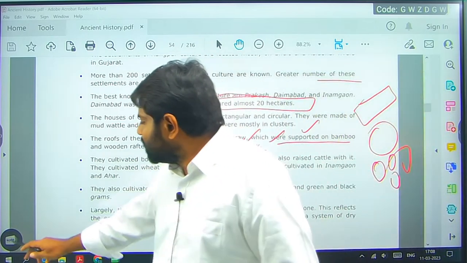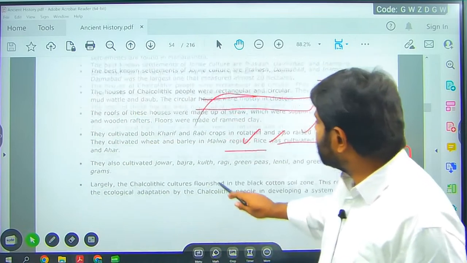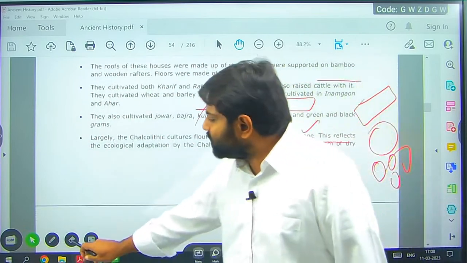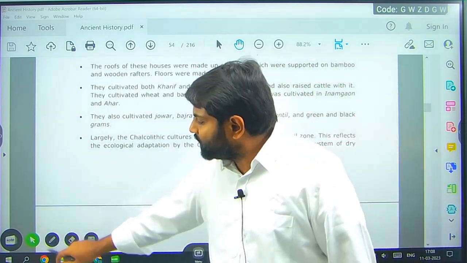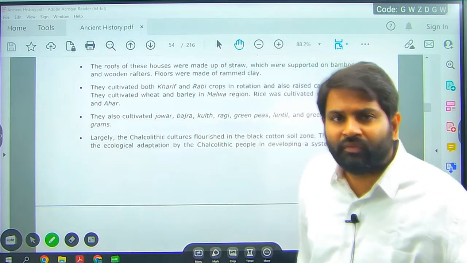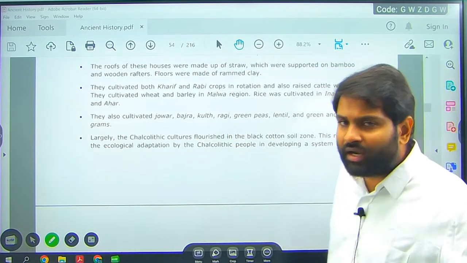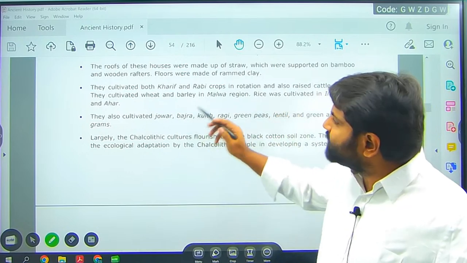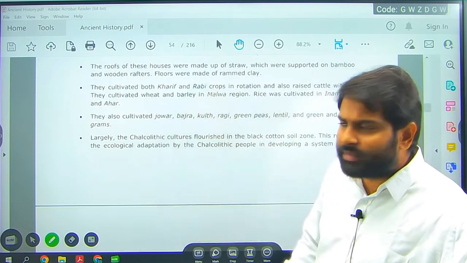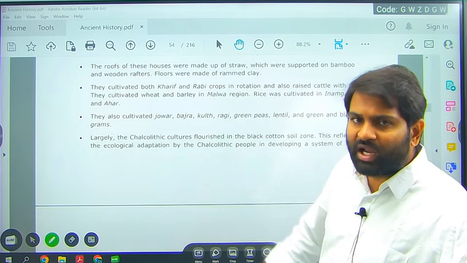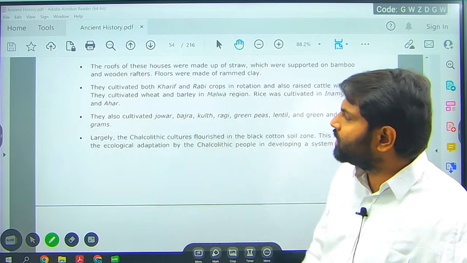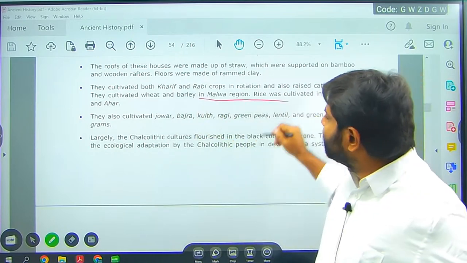They cultivated rabi and kharif crops, as part of the post-Neolithic age. They started domestication, agriculture and animal husbandry, especially raising cattle. This is called farming, where agriculture and animal husbandry are together. They cultivated wheat and barley in the Malwa region.